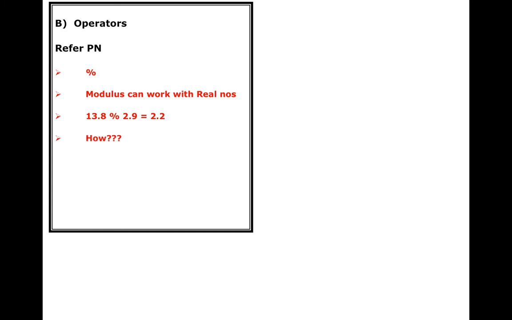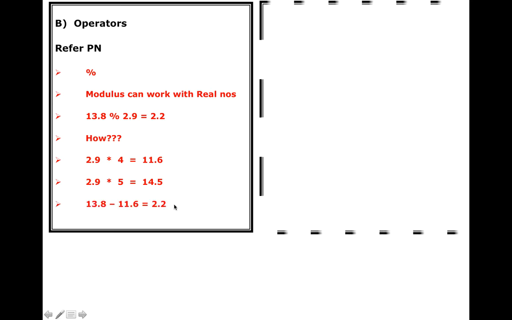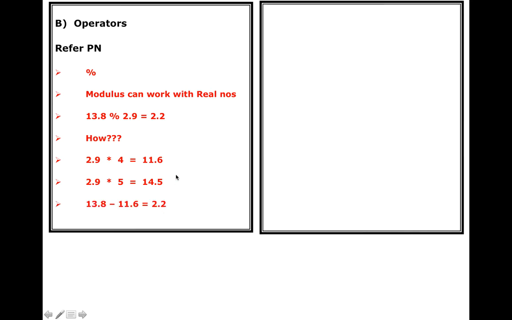So I will show you two statements, this being the first one and this being the second one. If you look at the two statements, you should realize that in this example the quotient is 4. So if the quotient is 4, then 2.9 into 4 is 11.6 and 13.8 minus 11.6 is 2.2. So that gives us this answer. Okay. Now let's study a few more rules about modulus operator.